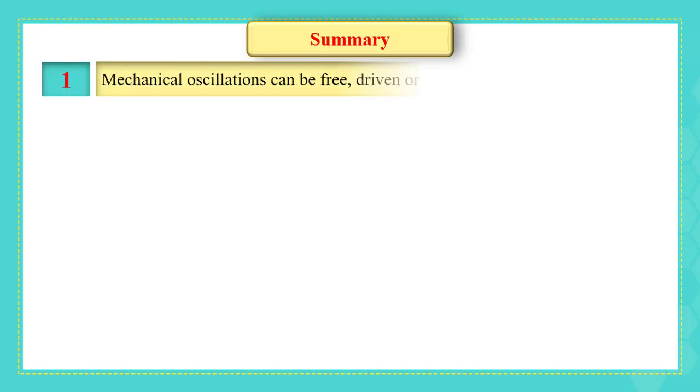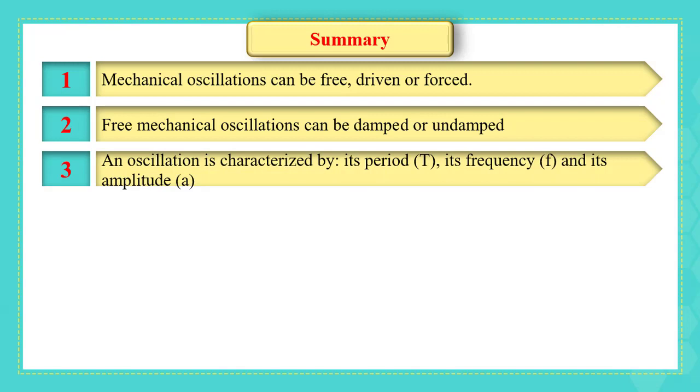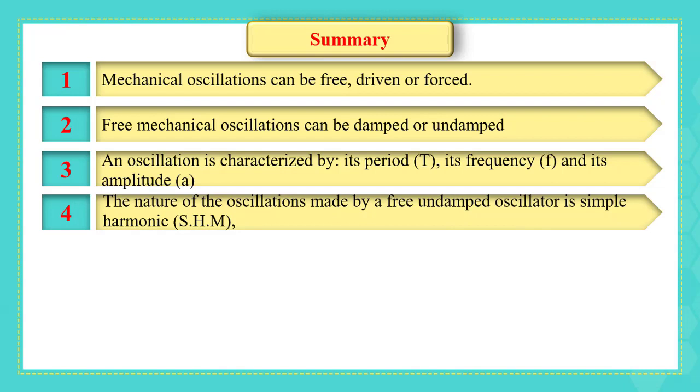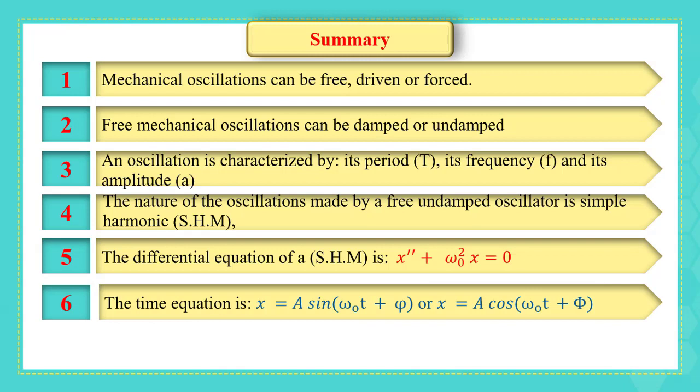To sum up what we have taken till now, we said that we have mechanical oscillations and they can be free, driven, forced. These oscillations can be damped or undamped, and they are characterized by period, frequency, amplitude. The nature of the oscillations made by an undamped oscillator is simple harmonic, and the differential equation is given by x double prime plus omega 0 squared x equals 0, where the time equation is given by x equals a sine or cosine omega 0 t plus phi.